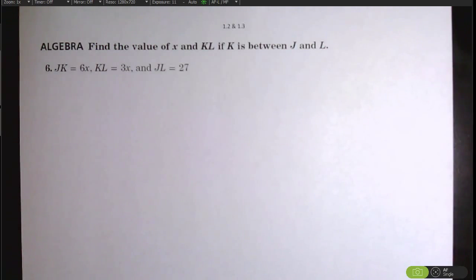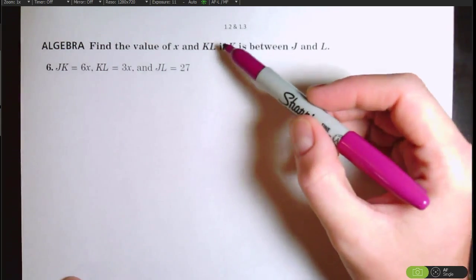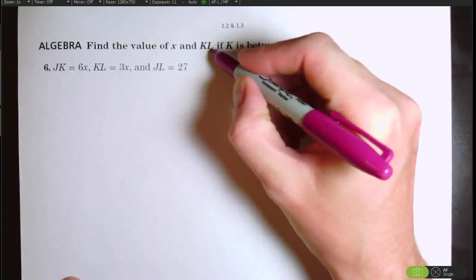Okay, so here's the video for sections 1.2 and 1.3. I put both of them together in one section in class, so it's one worksheet, so we'll go through all of it. The first part I skipped, so I jumped to number 6, because I think the first part's pretty self-evident. So number 6 says, find the value of x and KL, which means length.